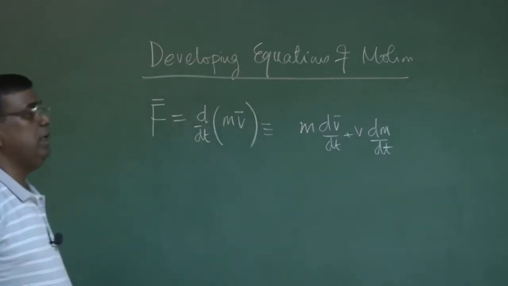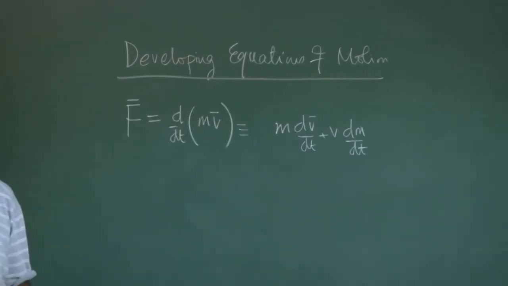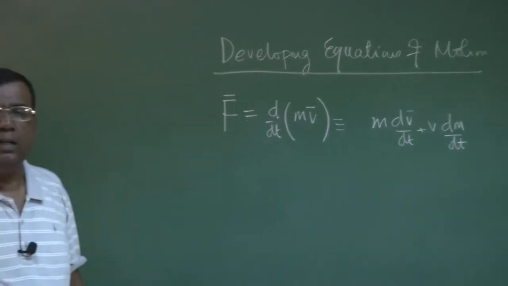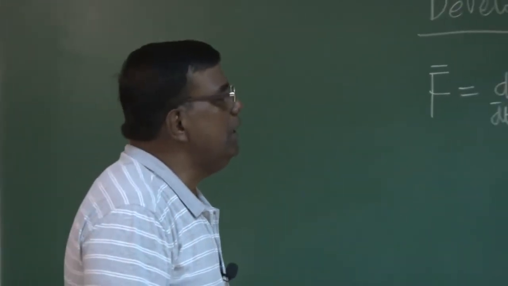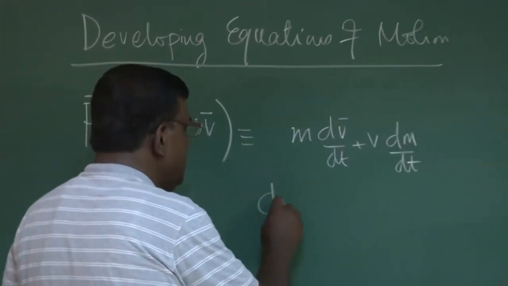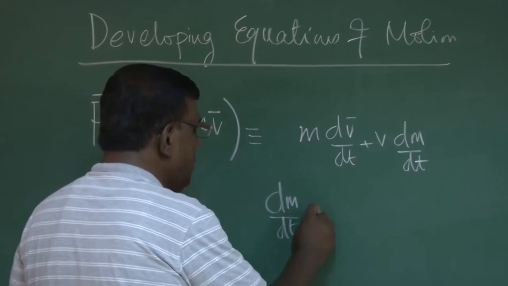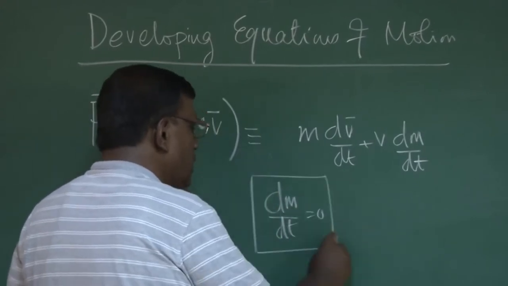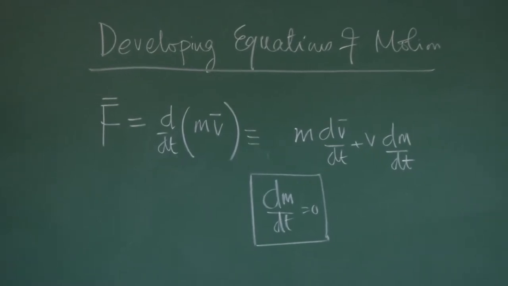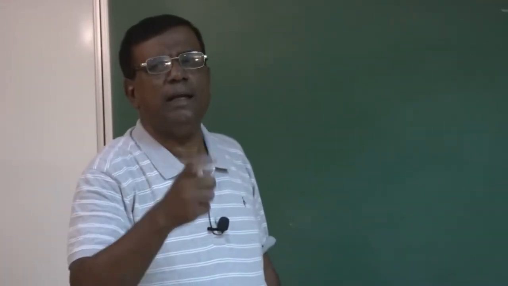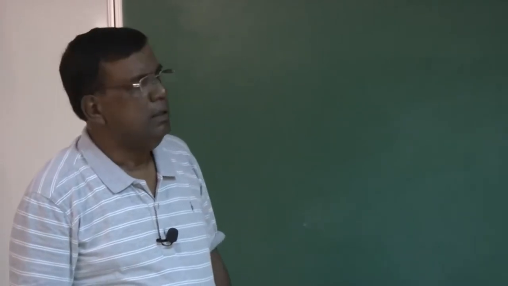For our stability analysis, since the duration is small, even if there will be very small fuel consumption during that study, we will neglect it. We will say dm by dt is 0. Please understand, we are putting it 0 because we are building our equations of motion for stability analysis, dynamic stability analysis, which is a transient analysis. Very small time will be used.